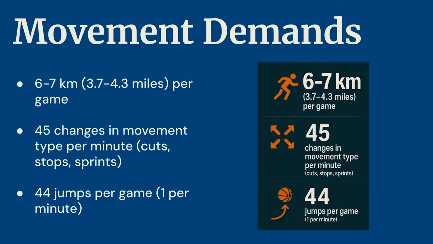Movement demands. Players cover on average 6 to 7 kilometers or 3.7 to 4.3 miles per game, with 45 changes in movement type per minute between cuts, stops, and sprints, and players average around 44 jumps per game or 1 per minute.